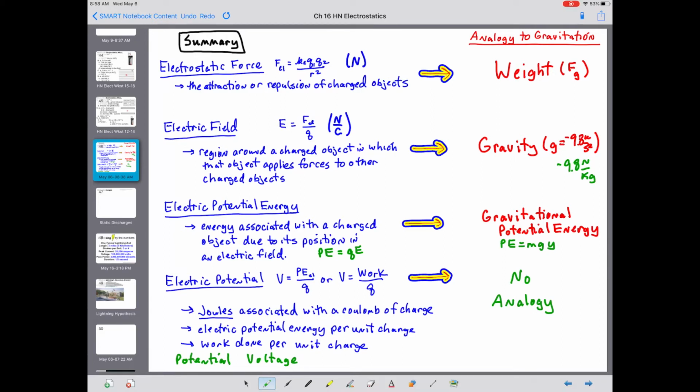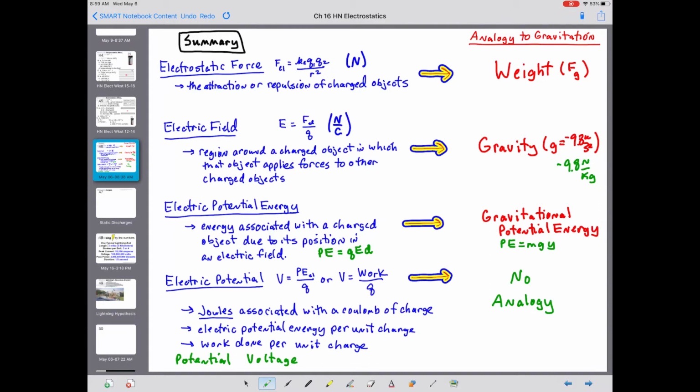In gravitational potential energy, you have y, that's a distance. In electric potential energy, we generally use that distance as just a d because it's not in a certain direction vertically. And so Q times E times d will calculate the electric potential energy, but it's just the energy associated with an object due to its position in whichever respective field.